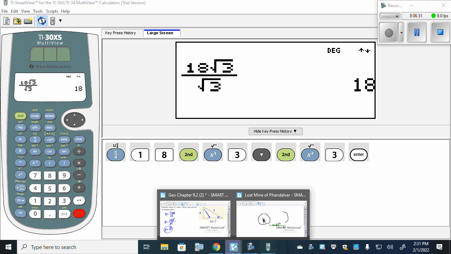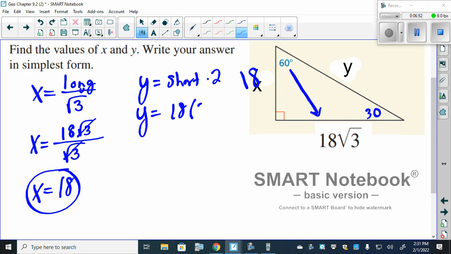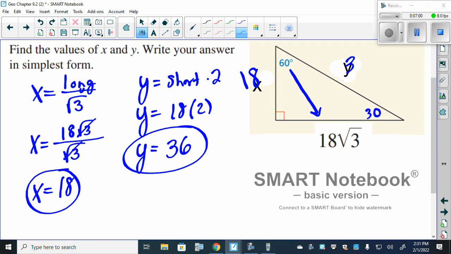So this means that the short leg, x, is 18. Now we need to find y, which is our hypotenuse, yes? Yes, because it's the short side times 2. Well, the short side length is 18, and 18 times 2 is 36. So the hypotenuse here is 36. And that's all we would need to do for this one.